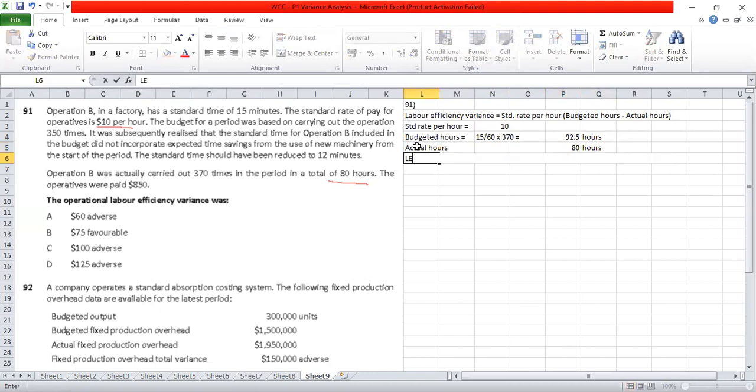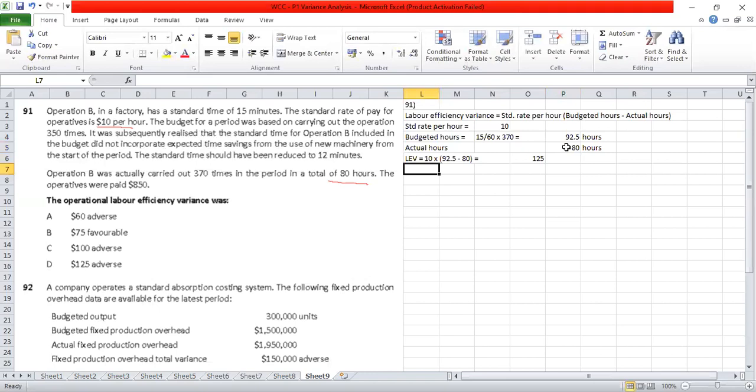Labor efficiency variance is equal to the rate, $10, into the difference between these two. The standard time allowed is 92.5 hours, but the actual time which was taken is only 80 hours. That gives us the value. Is it favorable or adverse? It should be favorable. Did I make a mistake?